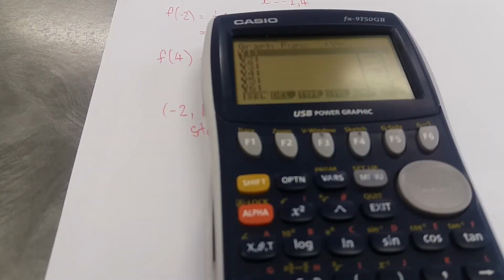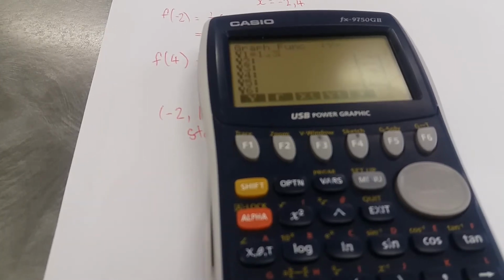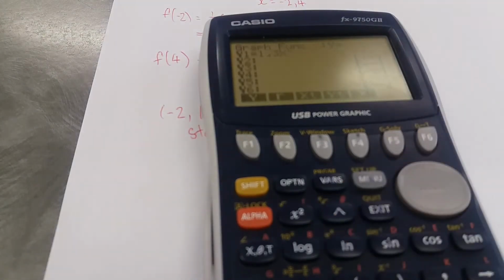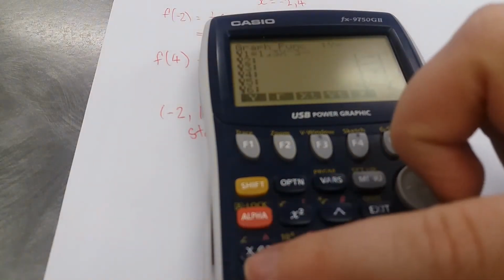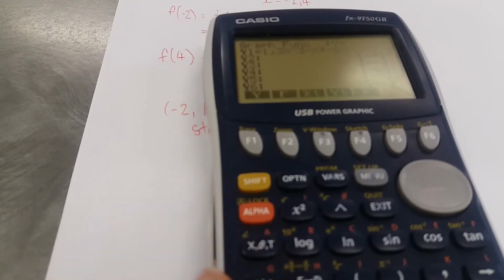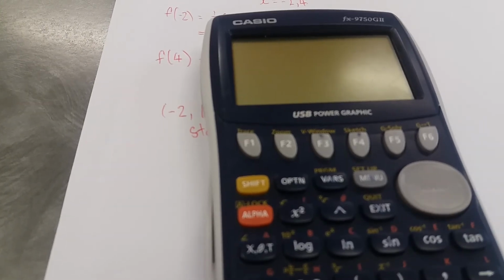Okay, now we just put the function in, so we've got 1/3 x to the power of 3 minus x squared minus 8x plus 7. So then we just graph that.